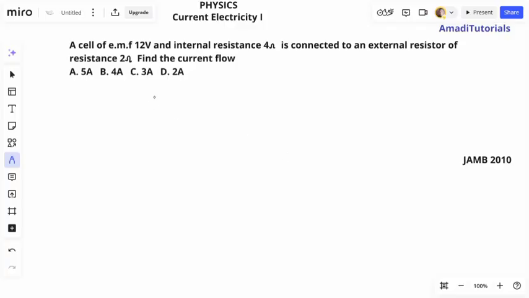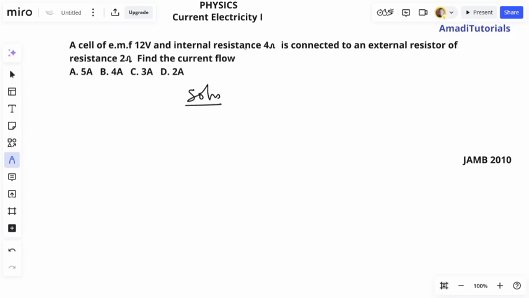In order to understand the concept of EMF, the lost volt and external resistor or load, let's take this question. A cell of EMF 12 volts and internal resistance 4 ohms is connected to an external resistor of resistance 2 ohms. Find the current flow. So let's quickly evaluate that.